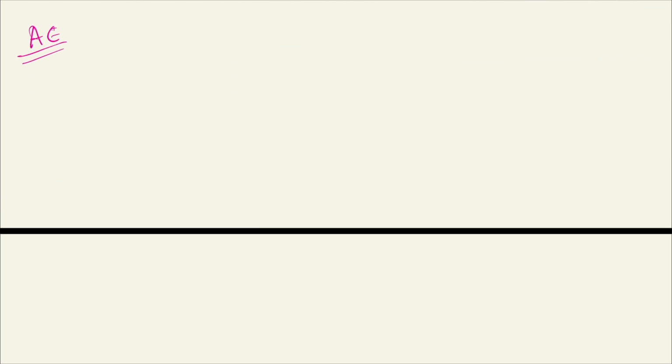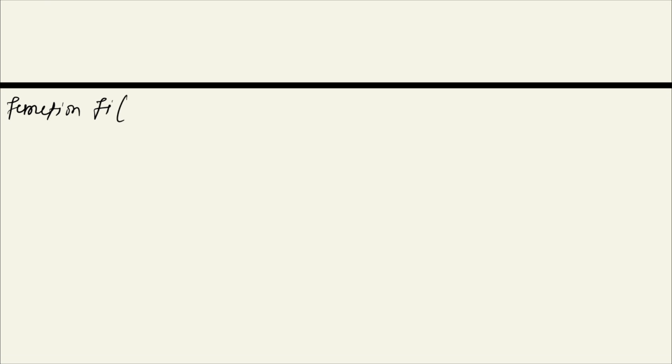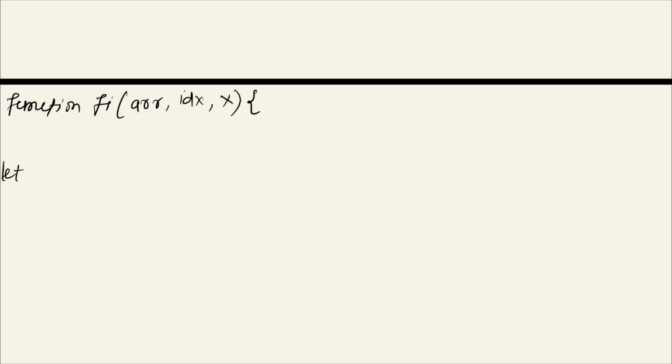So we will create a function, fi, for find index, and here we are passing the array, then the index, and d, which we are receiving with the name of x. And here we will store the function like find first occurrence inside smaller array.